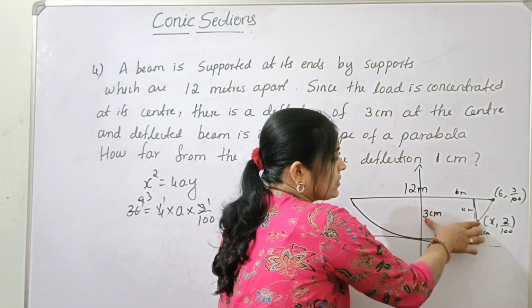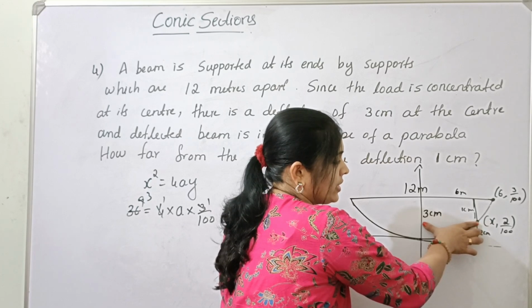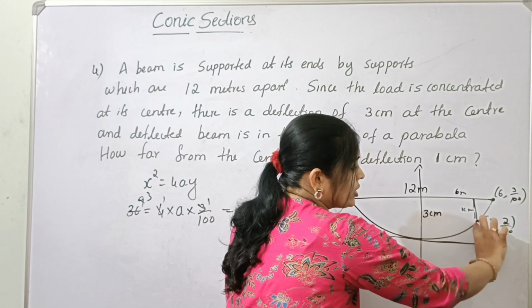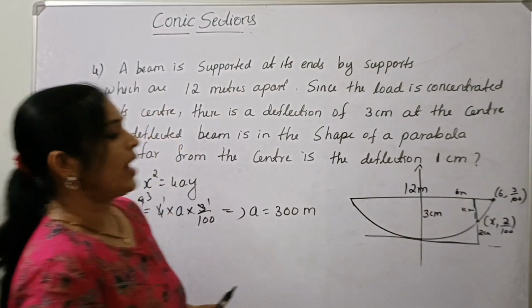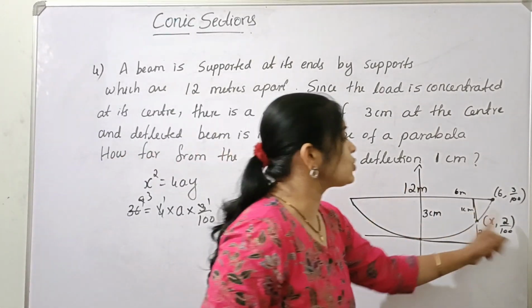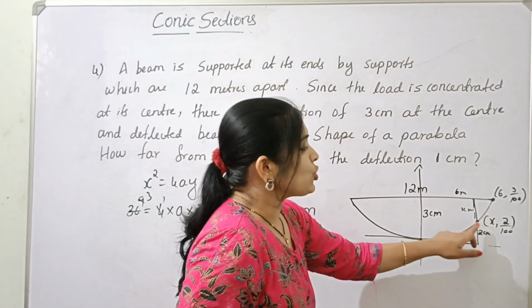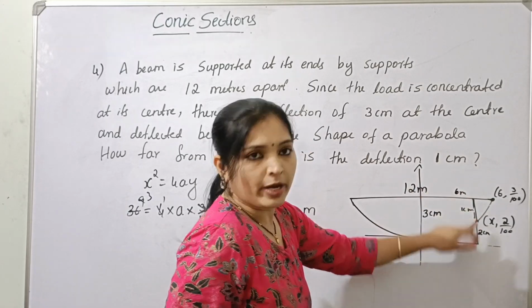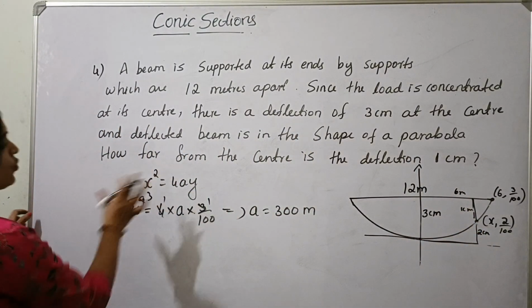We don't know the distance here, so let it be x. So this point is (x, 2/100). Since it is a point on the parabola, this point also lies on the parabola. Therefore, this point should satisfy this equation.